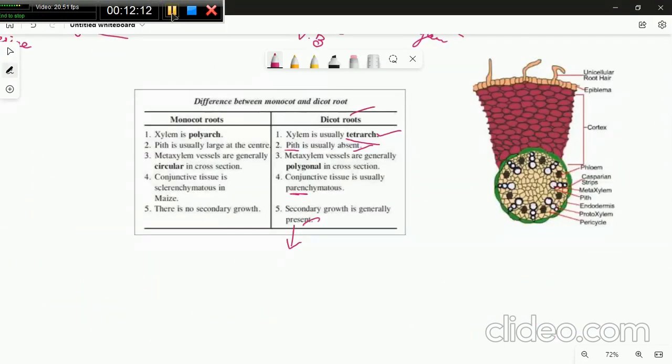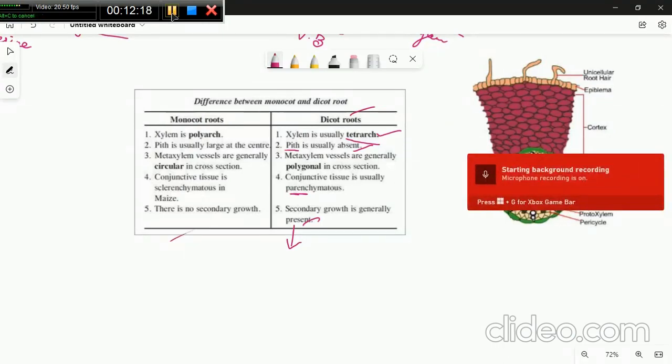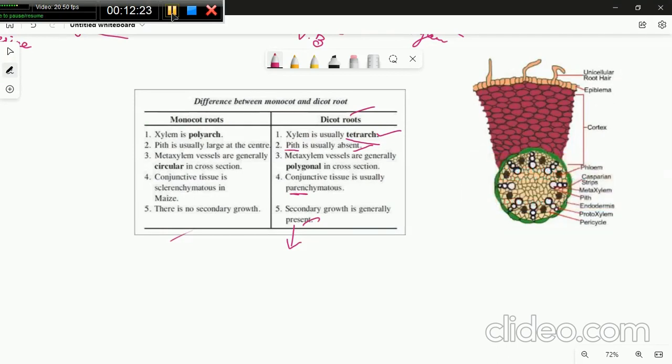Okay, now we can discuss the monocot root. The structure we discussed in the dicot root is going to be similar in the monocot root also. Both have the same kind of structure. Here also there are Casparian strips, and then endodermis, protoxylem, metaxylem, everything is there. But what is the difference here?